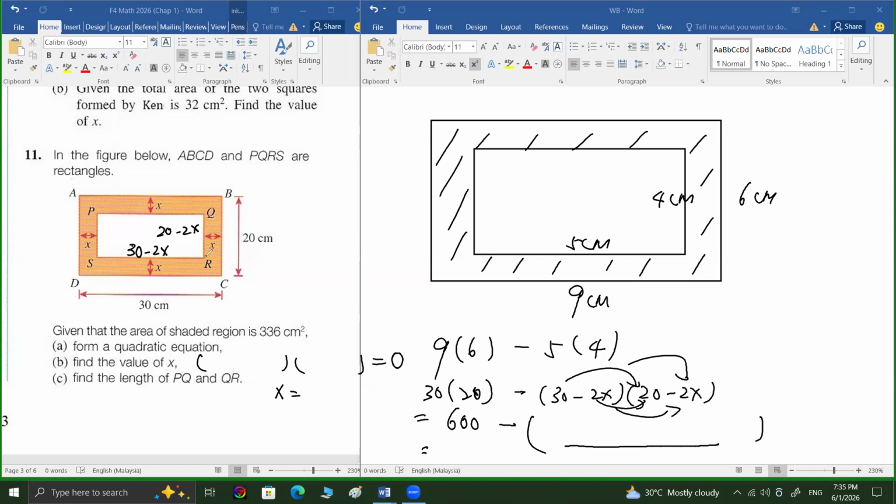PQ, is it 30 minus 2x? So once you get the x, you substitute the x here to get the length of PQ and also to get the length of QR. Can you understand? Okay, have a try now. I got you some solution here. Okay, start to do now.